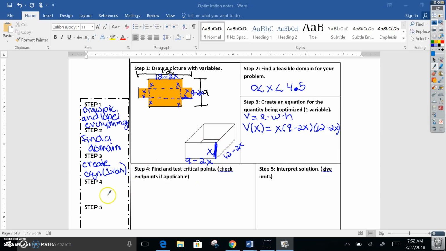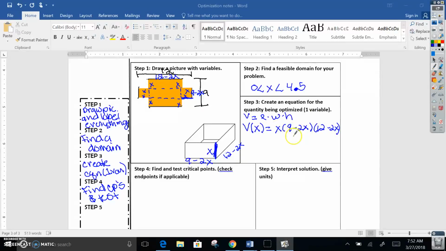So step 4 is to find and test CPs and test endpoints if applicable. Well, our endpoints are 0 and 4.5, and we already know those are not going to be the answer. So we're hoping that we're going to find a CP in between that'll work. So find CPs and test.